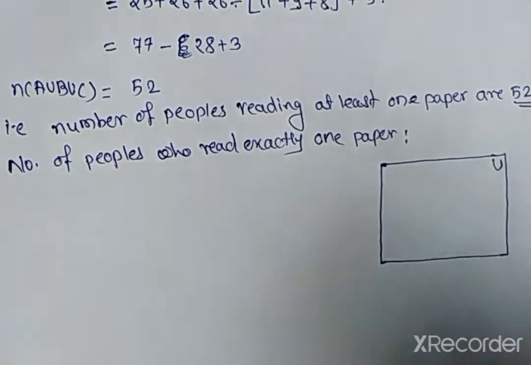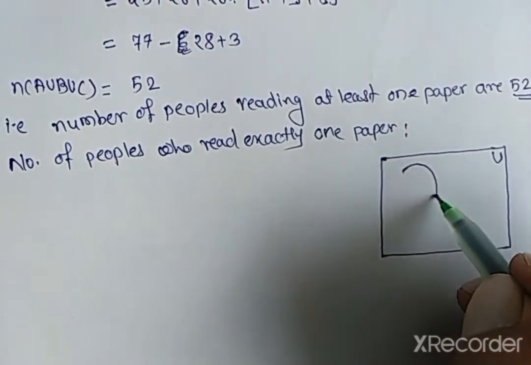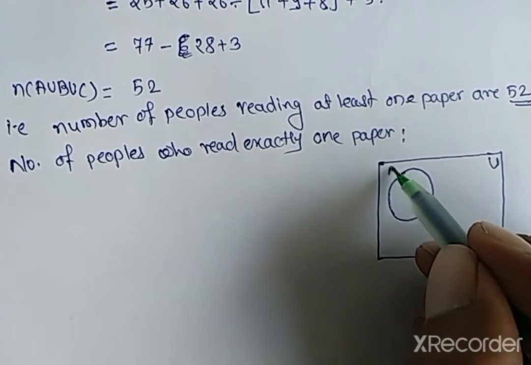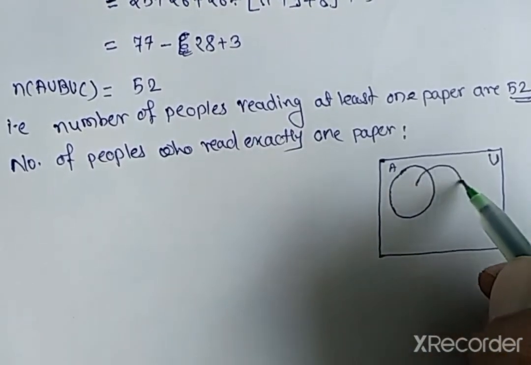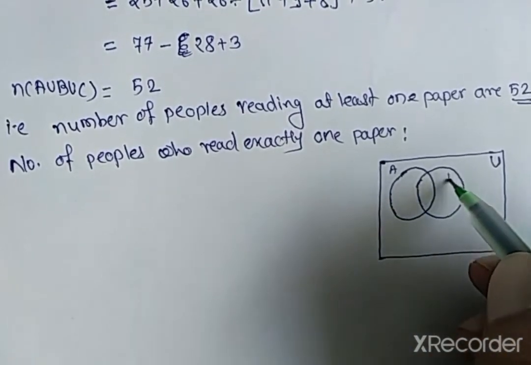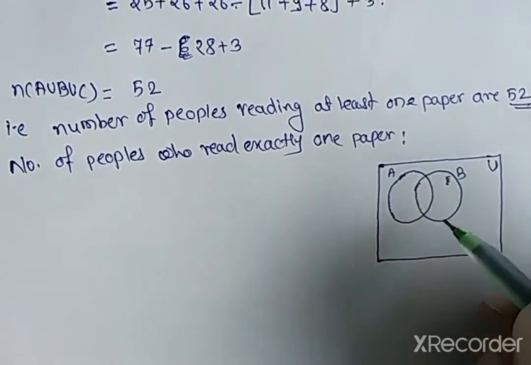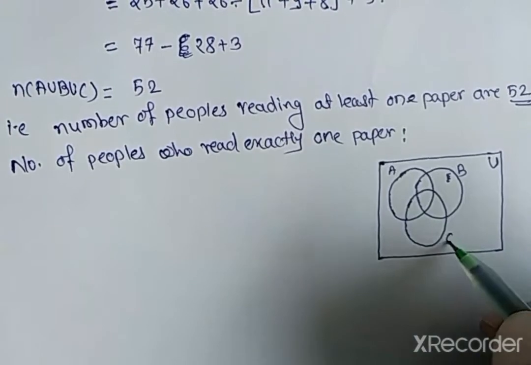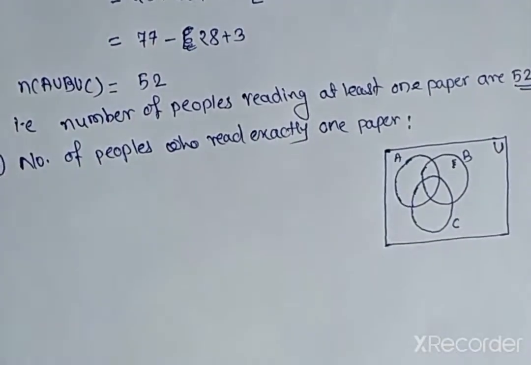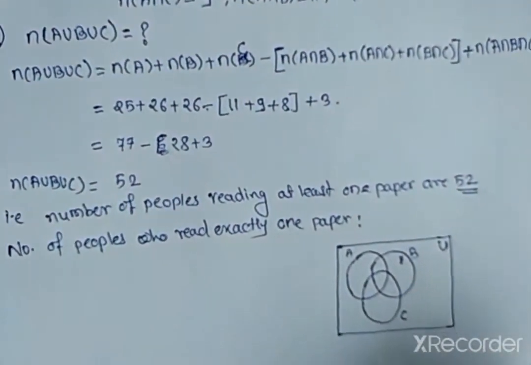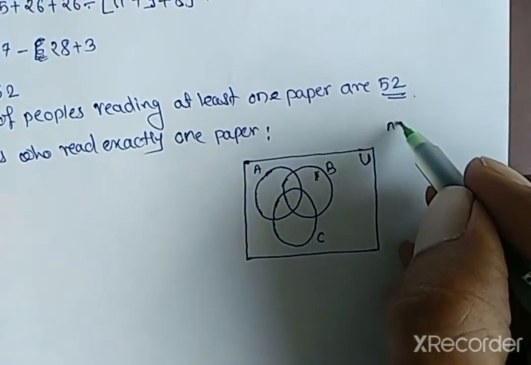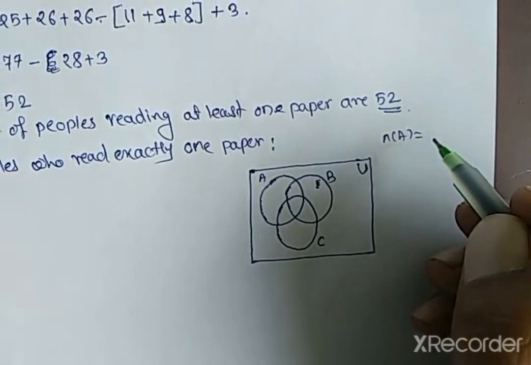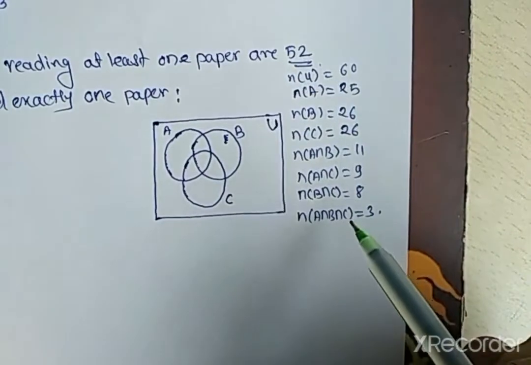This is our universal set. This is set A. This is set B. And it is our set C. Okay. Now, from the given data, we write here again n of A. So here is the given data.